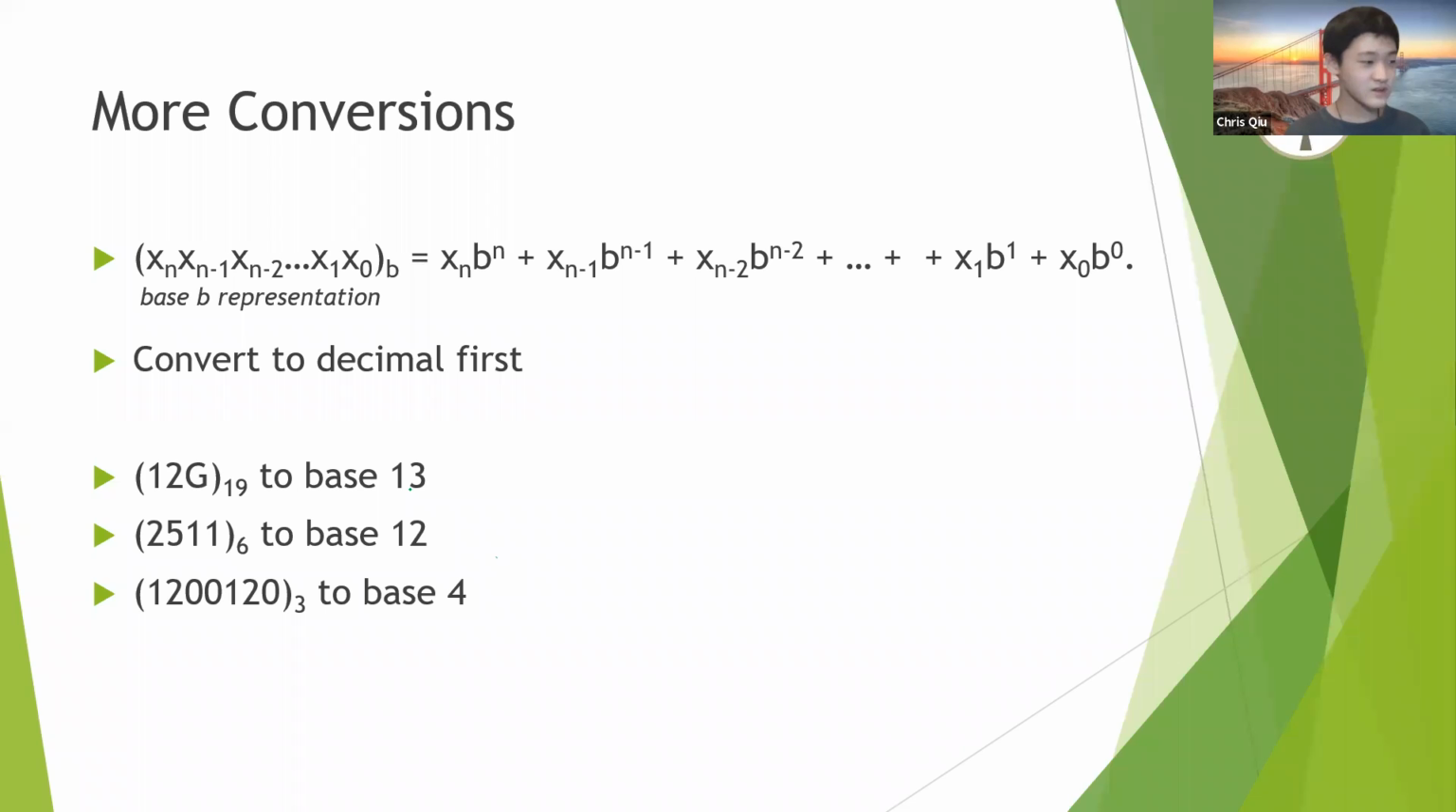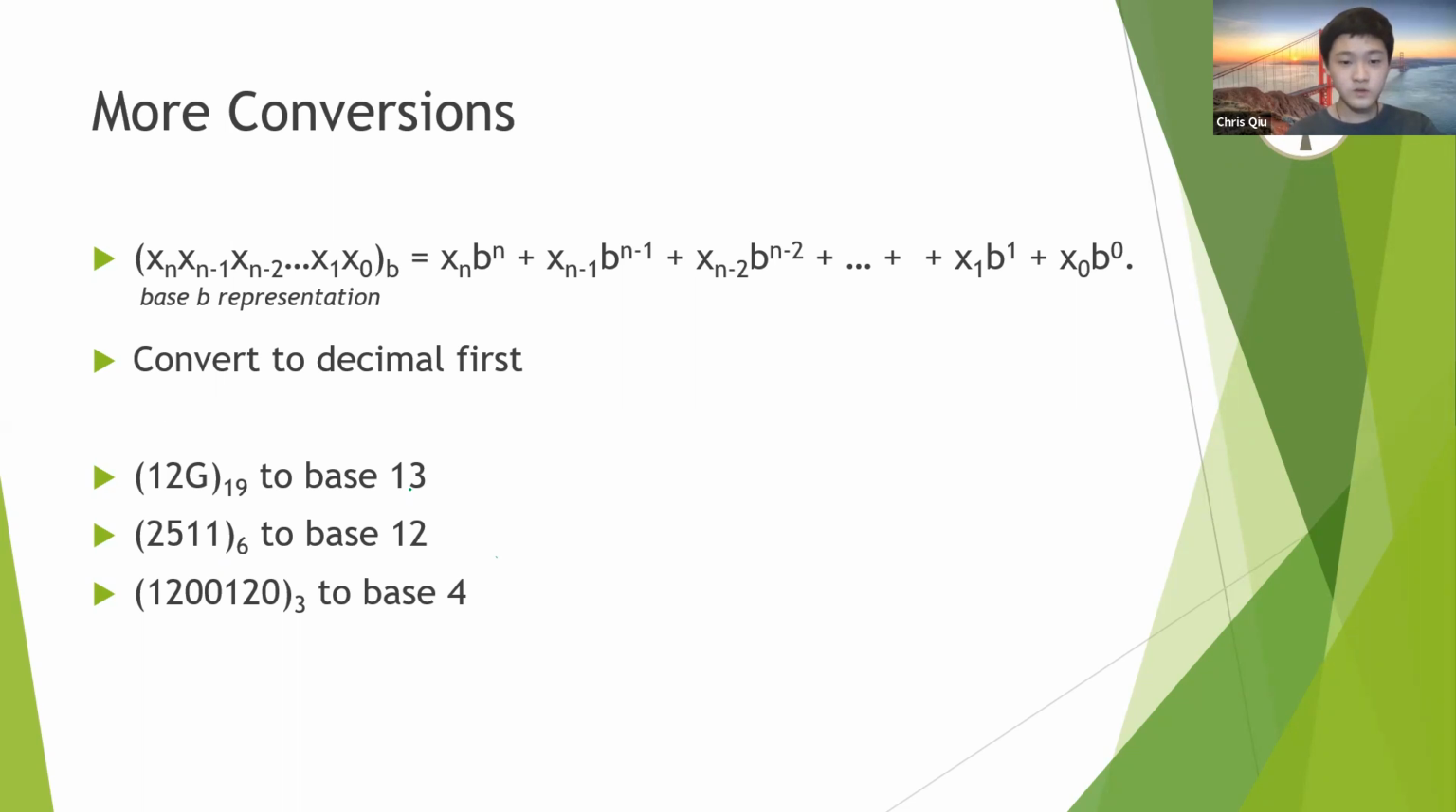And since 19 and 13 are not powers of a common prime or powers of a common number, we can't use any of the tricks that we just talked about, which we used for converting base 8 to base 4, or base 8 to base 2, or base 3 to base 9. So here, we want to first convert from base 19 to base 10, and then we want to convert from base 10 to base 13.